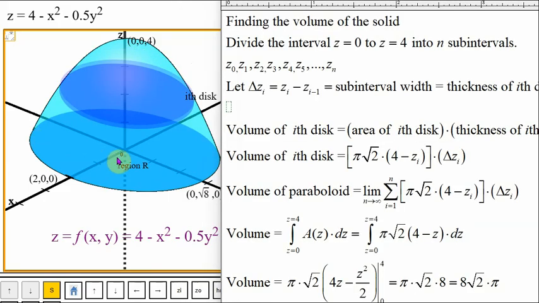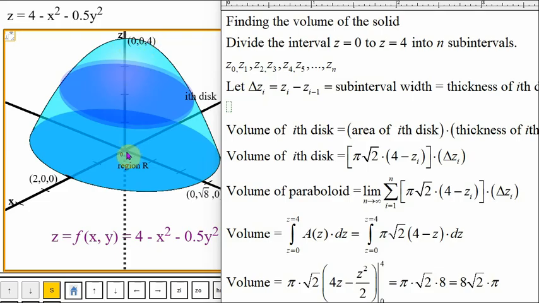To find the volume of this solid, we're going to divide it into many slices. First, let's divide the interval from z equal to 0 up to z equal to 4 into n sub-intervals. So this would be z sub 0, z sub 1, z sub 2, z sub 3, z sub 4, all the way up to z sub n, which is equal to 4.